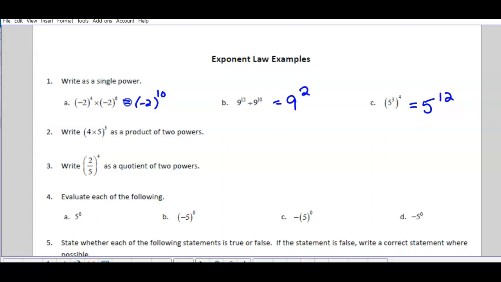Then in question 2, write 4 times 5 to the exponent 3 as a product of 2 powers. Again, you don't have to evaluate. You just have to show it as a product of 2 powers. So that's the one where the 3 goes onto the 4 and onto the 5. So 4 to the 3 times 5 to the 3. Same with the quotient, that exponent 4 is applied to both the numerator and denominator. So that's going to be 2 to the 4 over 5 to the 4.